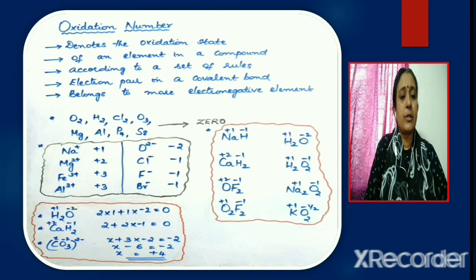Now consider potassium superoxide, that is KO2. In superoxides, oxygen exhibits an oxidation number equal to -1/2. So what will be the oxidation number of potassium? It is equal to +1. And when we take the sum of the positive and the negative oxidation states, it will be equal to 0.